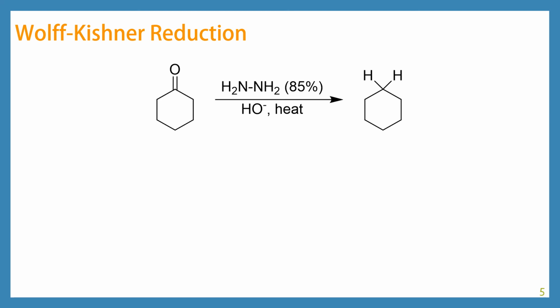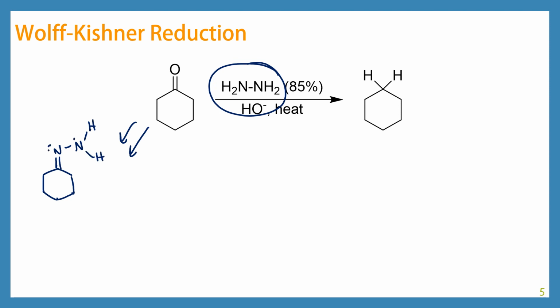Okay, here it is. I think we learned this reduction like 3 chapters ago, and now we're finally going to learn how it actually occurs. So in Wolff-Kishner, the first step is to actually make the hydrazone. And of course, that takes several steps, so we're not going to draw out that mechanism. It's completely analogous to the formation of an imine. So we're just going to draw the hydrazone that would result from reaction of cyclohexanone with hydrazine. So here is our hydrazone.